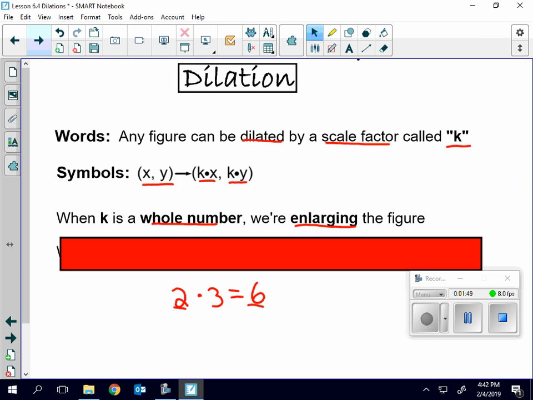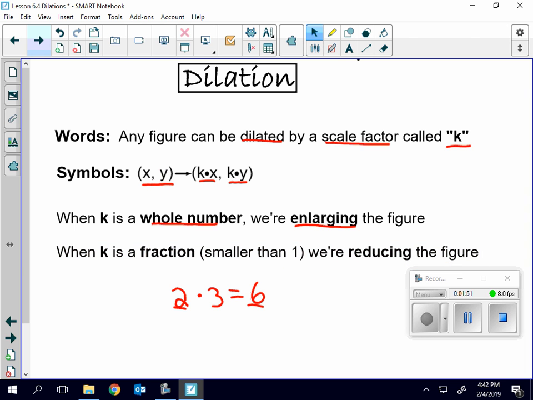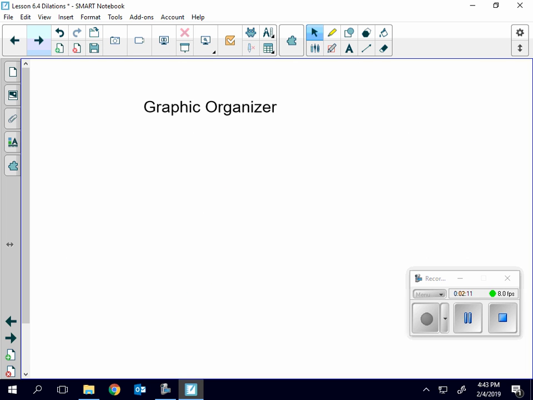For this example, if we have K being a fraction that's smaller than 1 or a decimal that's smaller than 1, we're reducing. So start off with my same 2, multiply it by a fraction or a decimal. Let's multiply it by 0.5. We're going to get something smaller. So that's what we're doing here, making things bigger or smaller depending on what K is.